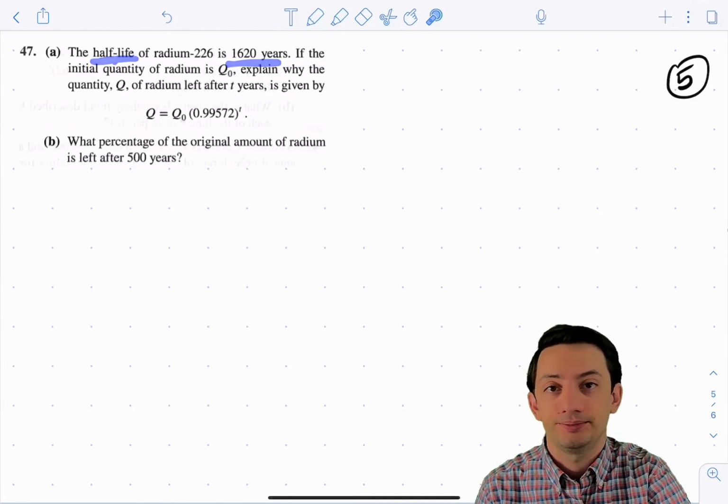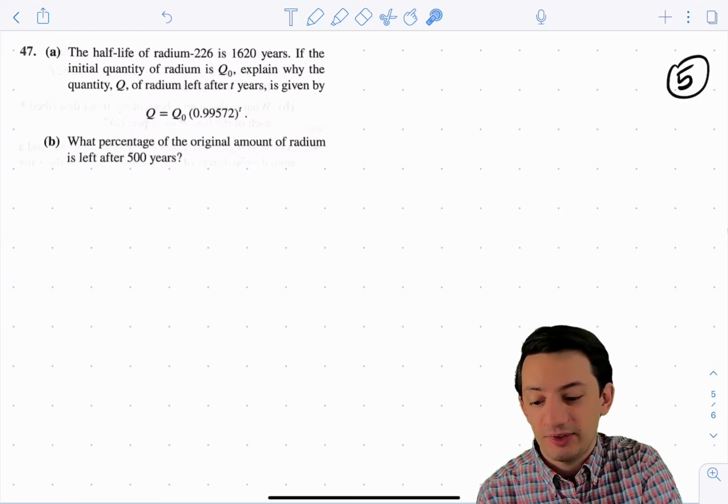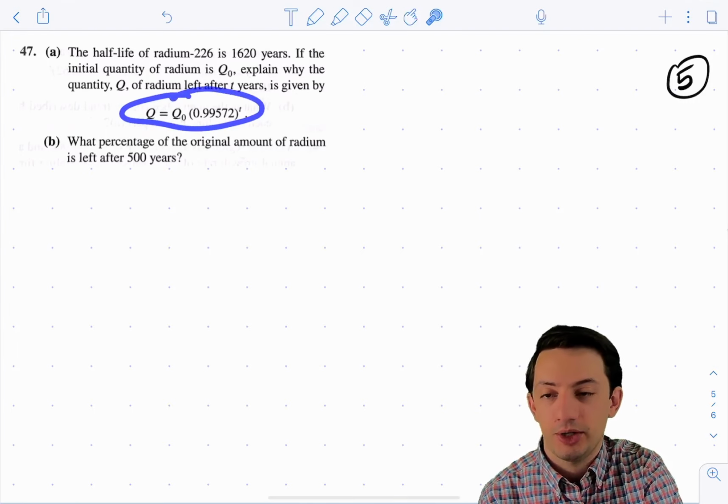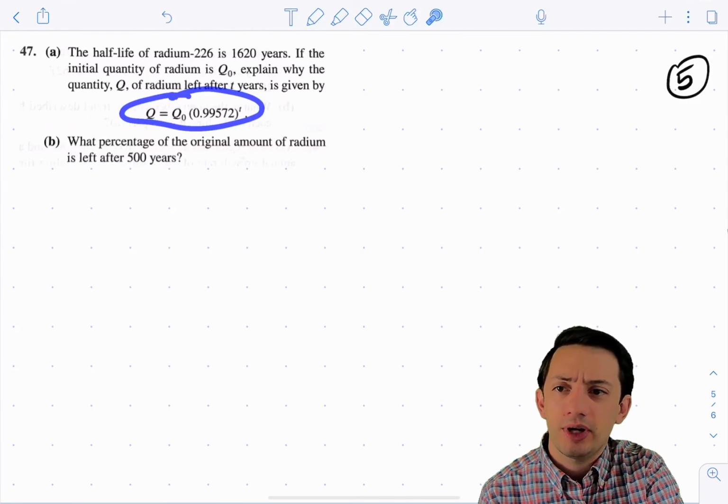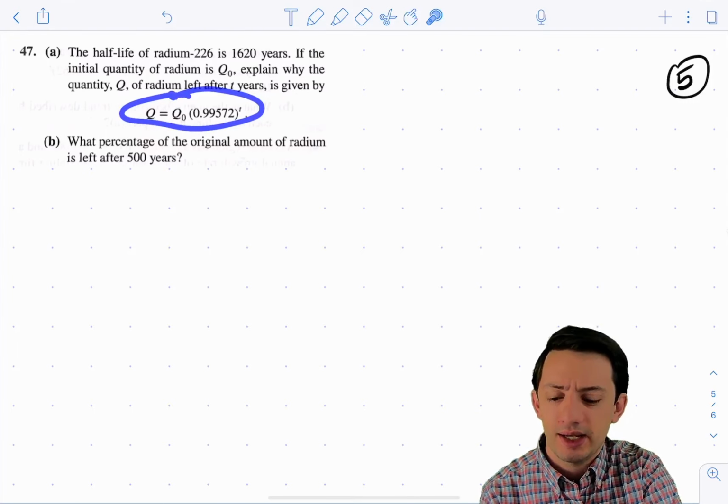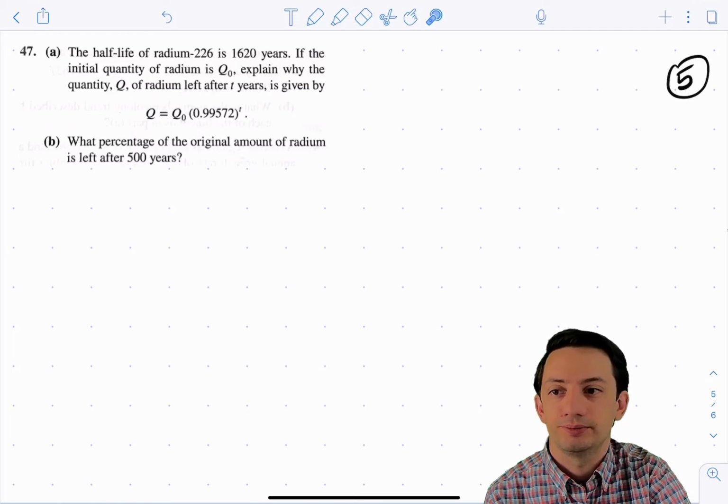So here's the question. If you start with Q0 amount of radium, grams or whatever, explain why what's left after t years is this exponential decay. So basically, part A is saying how can you go from knowing the half-life as 1620 to getting a formula that tells you how much it decays every year. And then part B wants us to use that formula to figure out how much is left after 500 years.